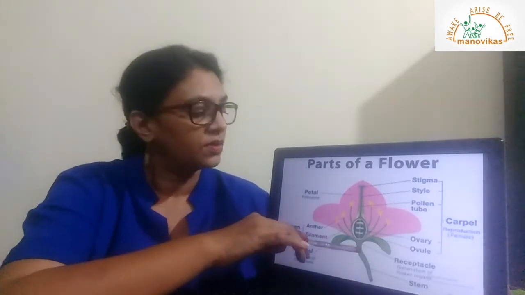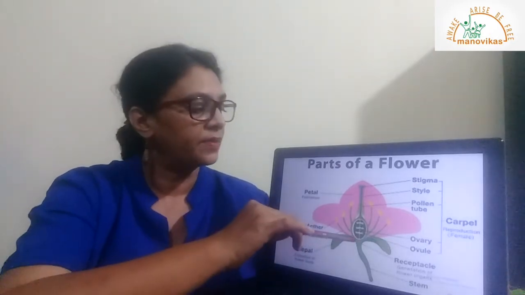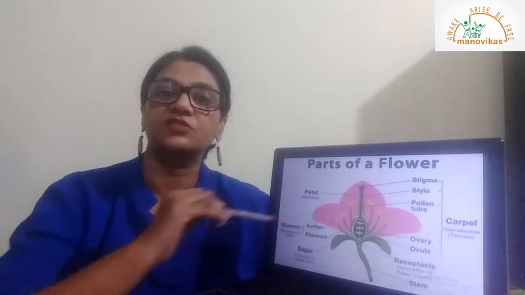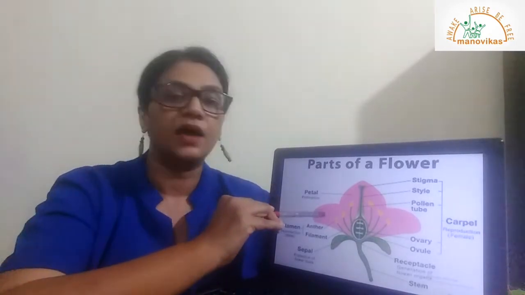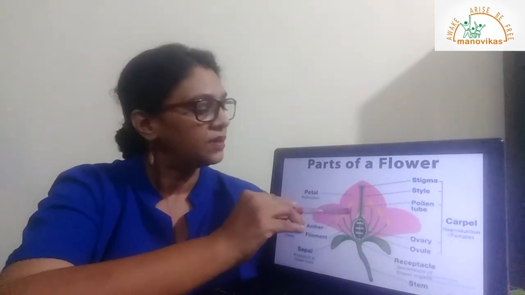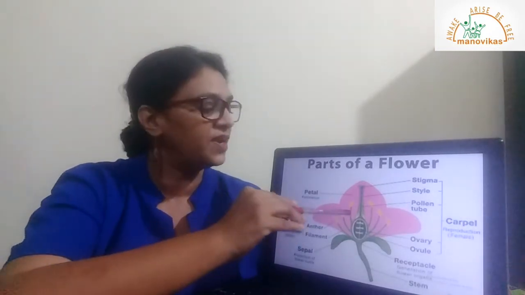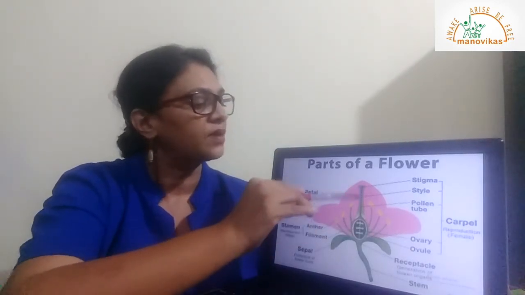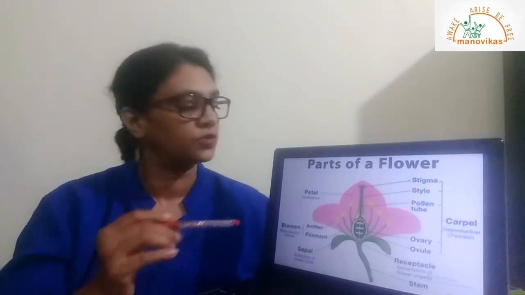Now the stalk of the flower is called the pedicel. The base of the flower is the receptacle. The green leaf-like structures are called sepals, collectively calyx. These are the brightly colored petals, collectively called corolla. These are the stamens, the male reproductive part of the flower, collectively called androecium. This is the carpel, the female reproductive part of the flower, collectively called gynoecium.